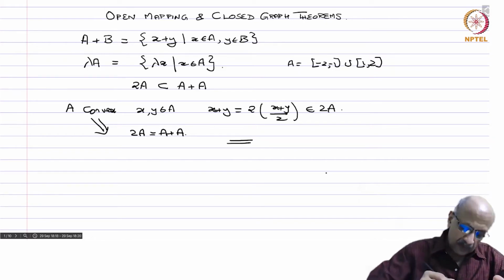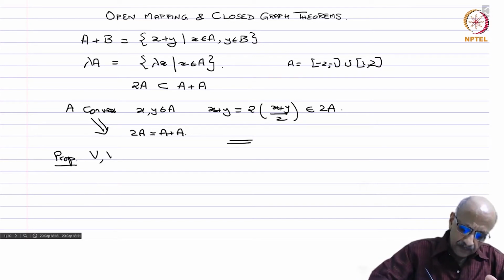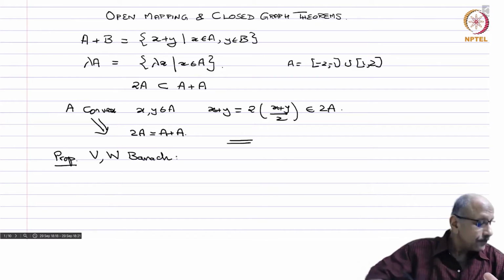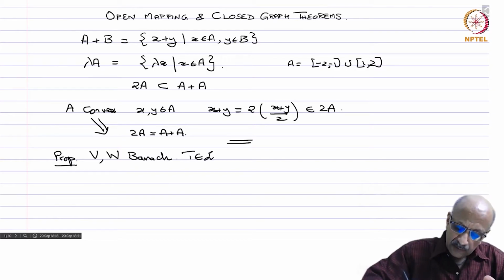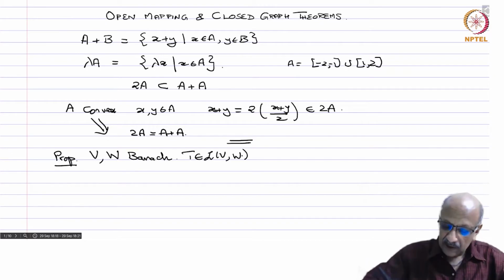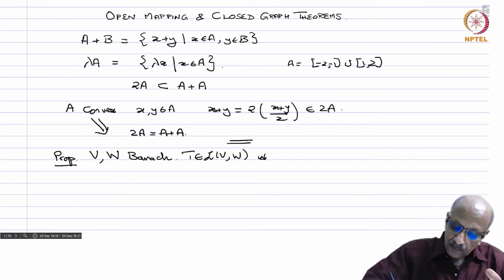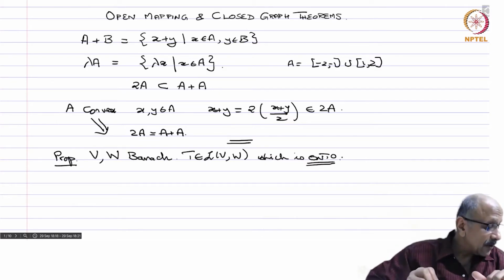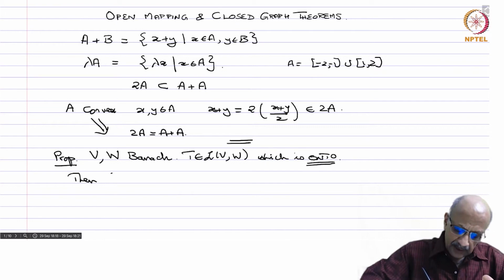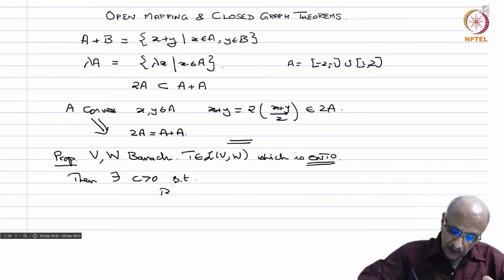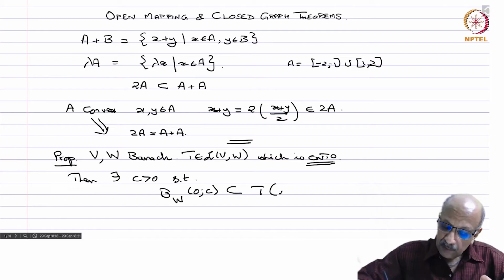So we will first prove a proposition. Let V, W be Banach spaces, and T belong to L(V, W), a bounded linear operator, or continuous linear operator, which is onto. This is the main hypothesis which we want to remember. Then there exists a C positive such that the ball in W, center 0, radius C, is contained in the image of the ball in V, center 0, radius 1. So what does this say?